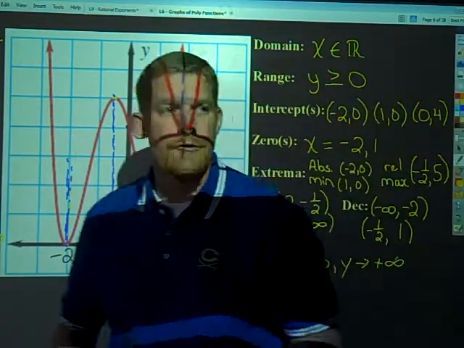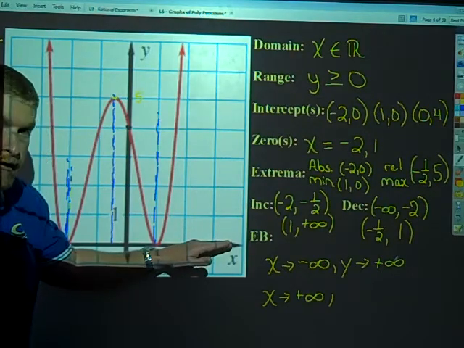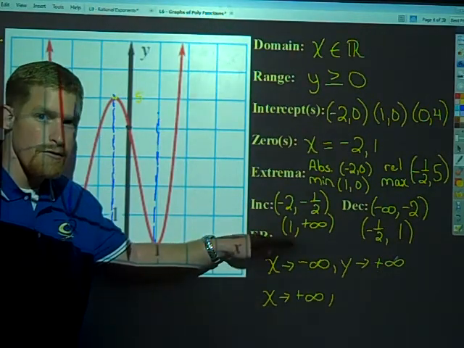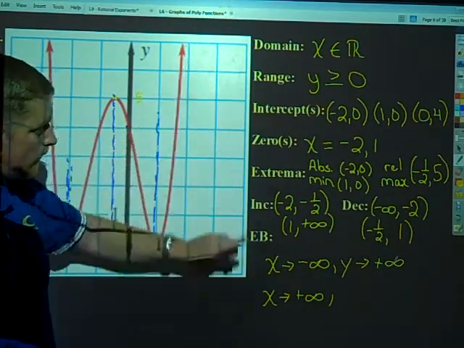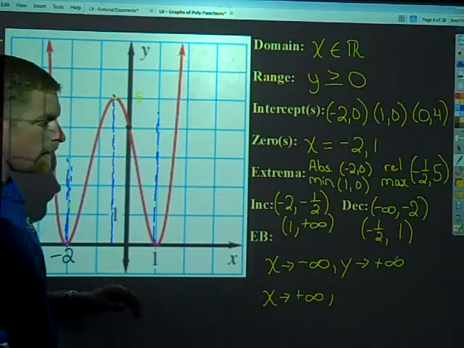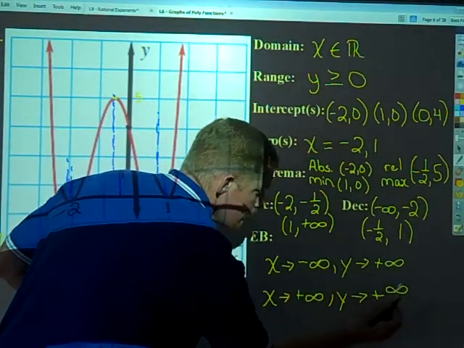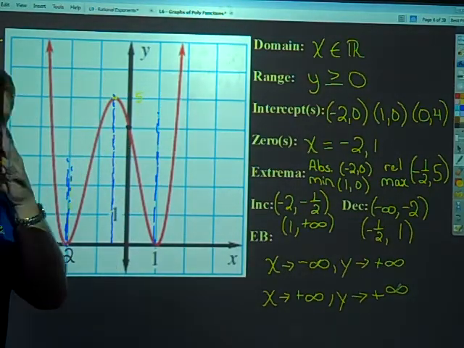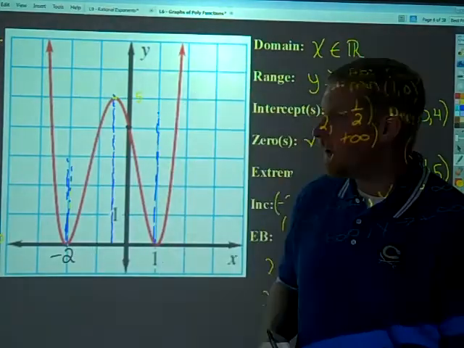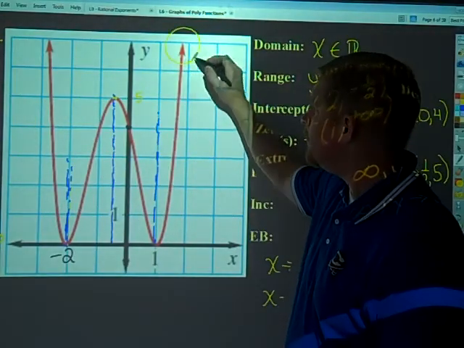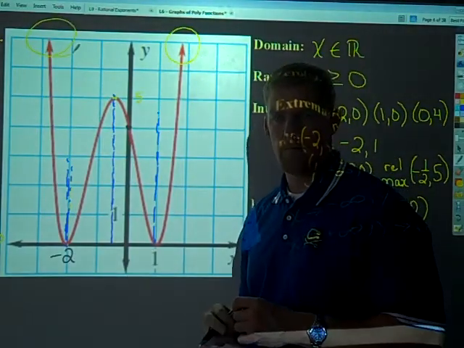All right, looking at the other side of the graph, as x approaches positive infinity, as I continue heading out in this direction, you notice that y is going up. So as x approaches positive infinity, y approaches positive infinity. These are two things that you will notice anytime we're talking about end behavior. We're just talking about where the arrows are going towards the end.